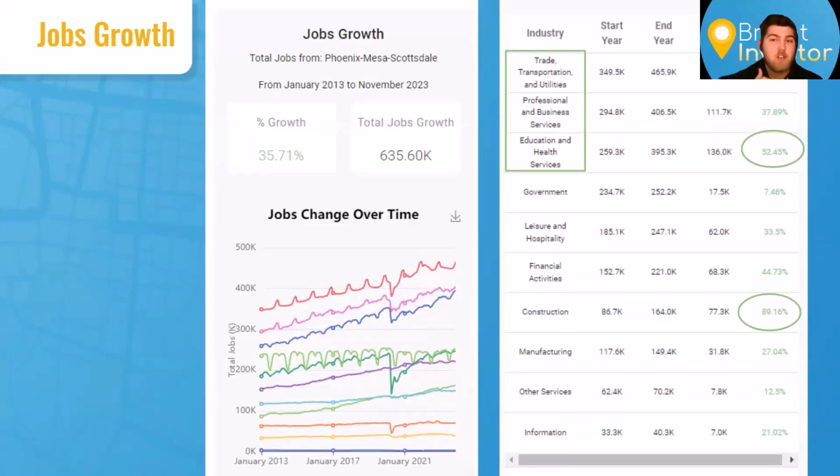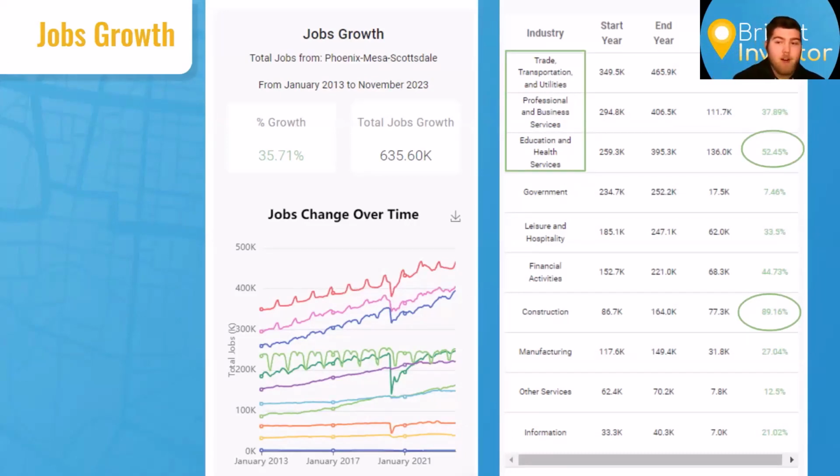And then traditional professional and business services like enterprises and businesses and white collar jobs, that can fluctuate a little bit, but it's also not the overwhelmingly dominant employment sector in this market. So it makes me feel better that there are other sectors that are supporting the overall growth in the job market.